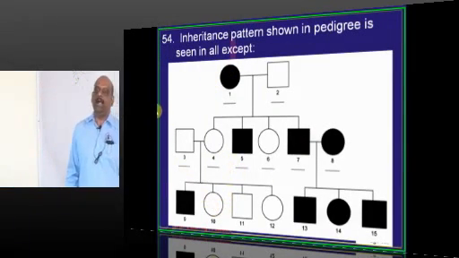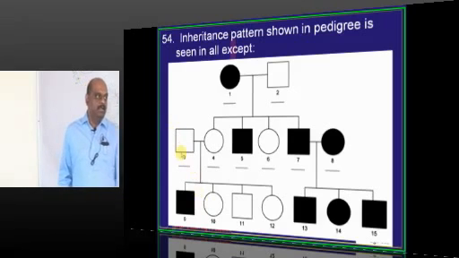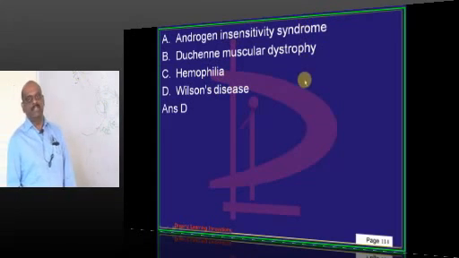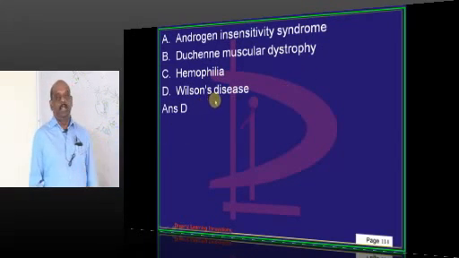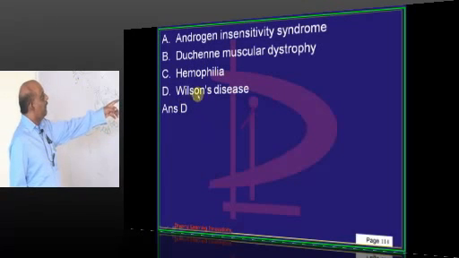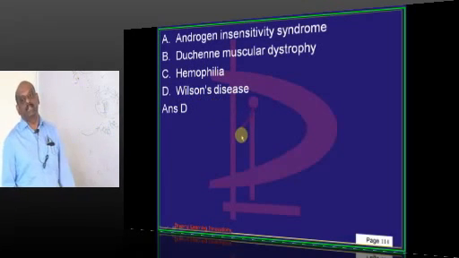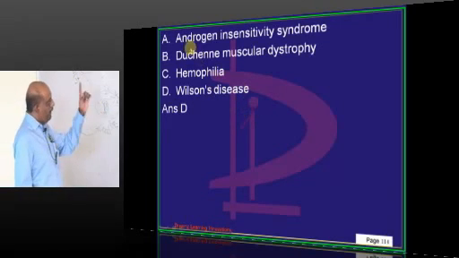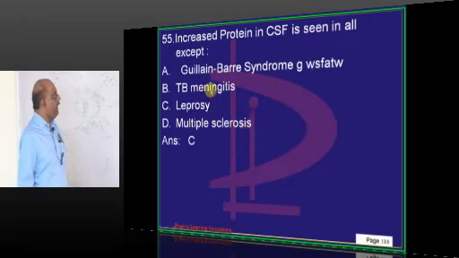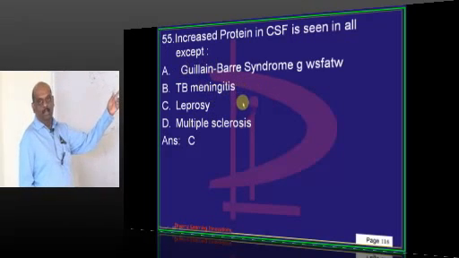X-linked recessive. So Wilson, Duchenne and androgen insensitivity are all X-linked, but not Wilson. Hemophilia is X-linked, but Wilson is autosomal recessive, is what you have to remember. Remaining are all X-linked. Then increased protein is a feature of TB.